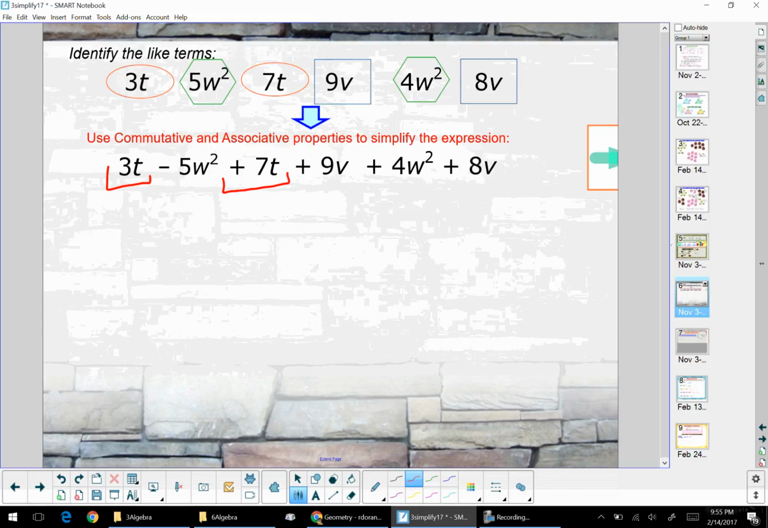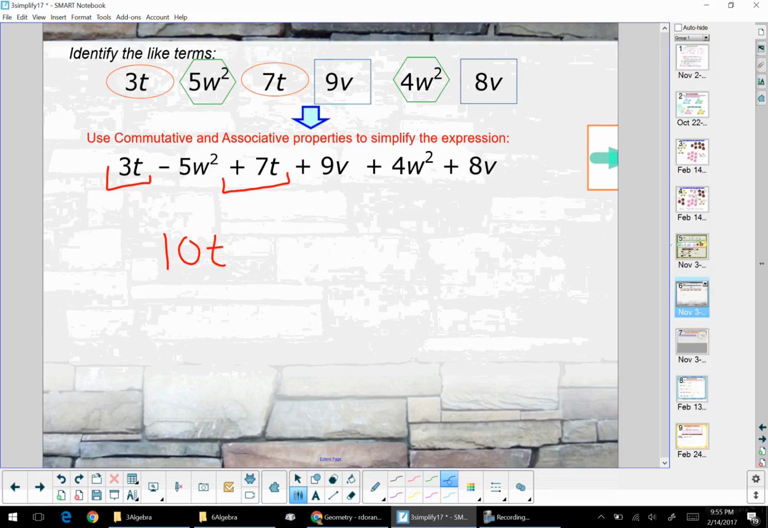And when we're combining like terms, I always tell people that you've got to take the sign that's in front of the term with it. So I'm considering this a 3t and a positive 7t. Those two merge together to become a positive 10t.